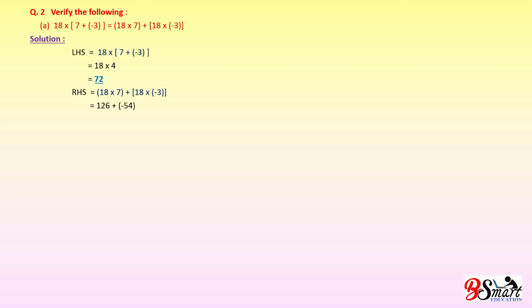RHS equal to 18 into 7 plus 18 into minus 3. 18 sevens are 126, plus 18 threes are 54, minus into plus is minus 54, which is 126 minus 54. Answer is 72. Therefore, LHS equal to RHS. All these questions are the same, so try it yourself.